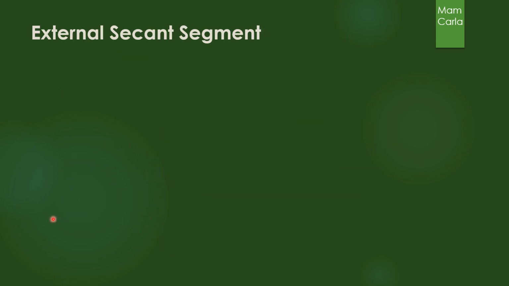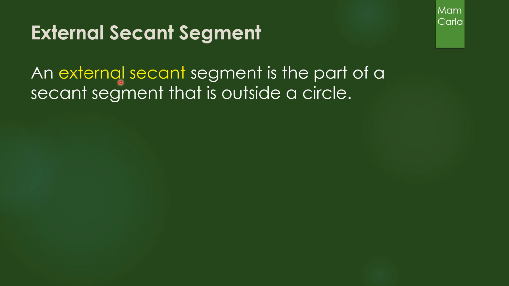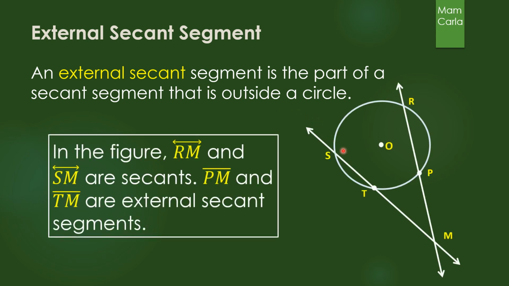Before moving on to our next theorems, let us illustrate first what an external secant segment is. An external secant segment is the part of a secant segment that is outside a circle. Provided that we have this figure, line RM and line SM are secant lines. So we say that PM and TM are external secant segments.